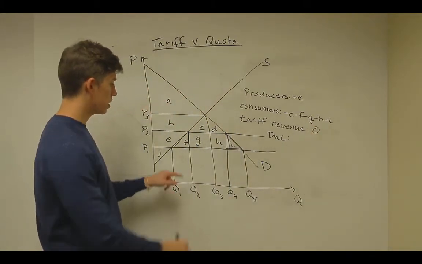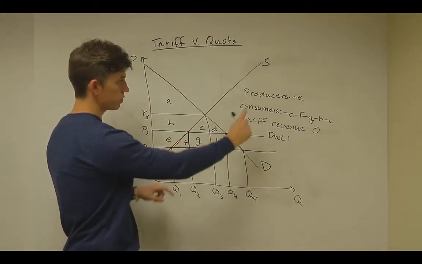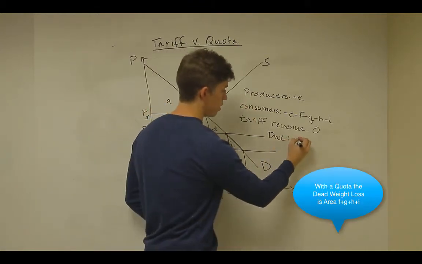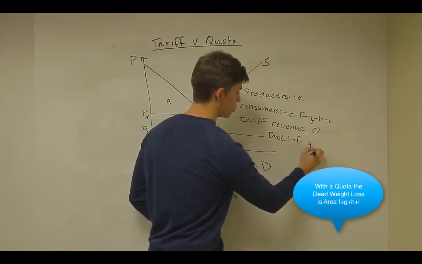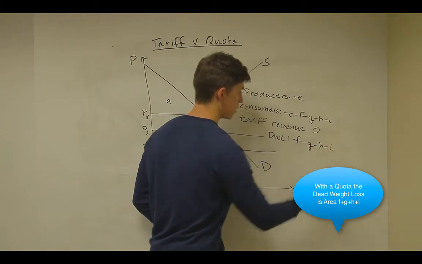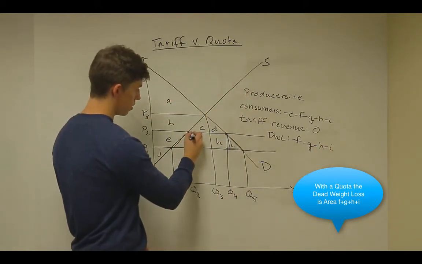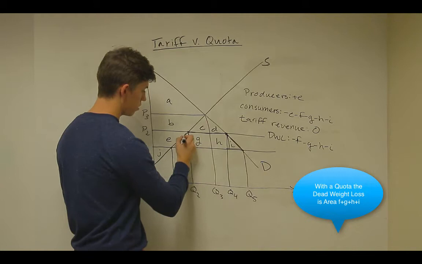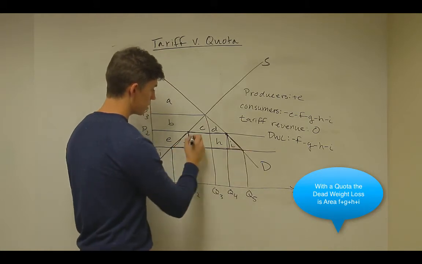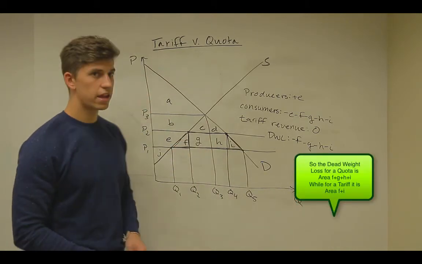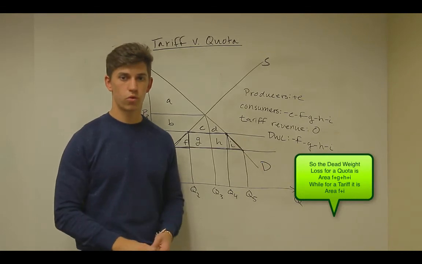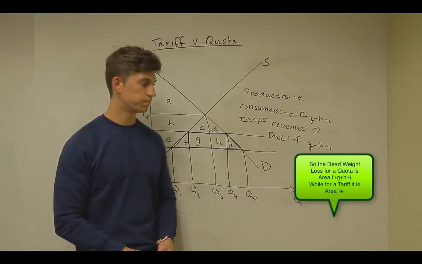Which leaves the deadweight loss being this whole middle area here. We still have the E's cancel, but we're still going to have minus E, minus F, minus G, minus H, minus I, right? Which leaves us this whole middle trapezoid thing here being the deadweight loss. So realize again that a quota is worse for society than a tariff is.